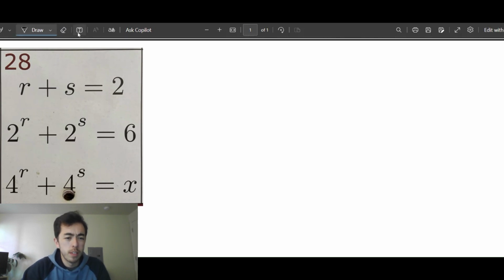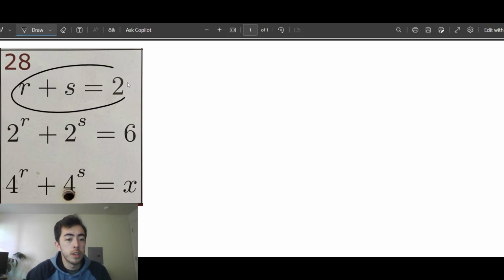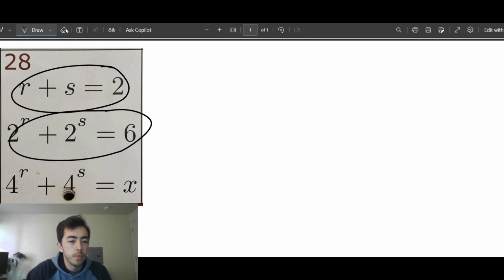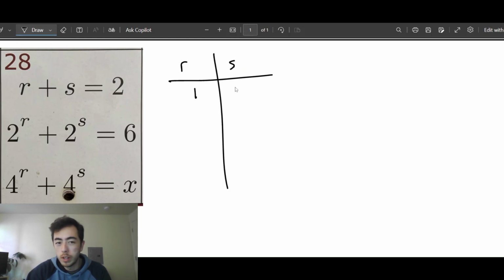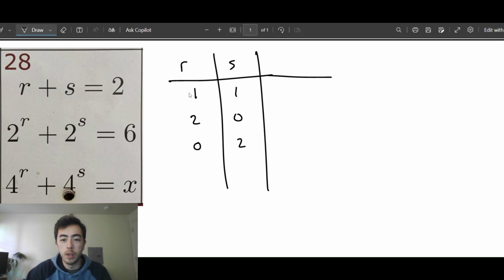Although at first glance, this does seem a little tricky. Usually, it's kind of hard to connect linear equations with exponential ones. And so let's play around with the numbers and just see what happens real quick. So if I make a table, r and s, both of these need to add to 2. So maybe 1 and 1 could work, maybe 2 and 0, maybe 0 and 2. And let's see what happens when I try that second equation.